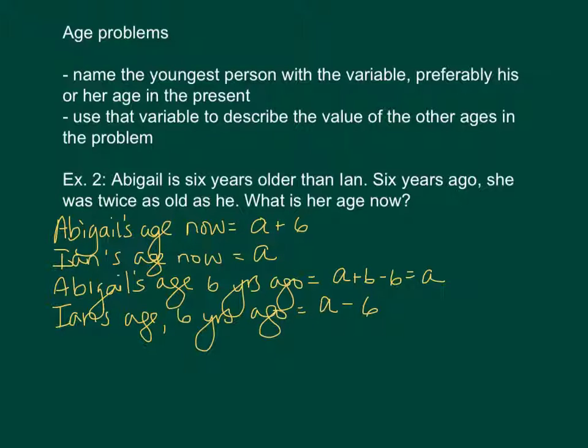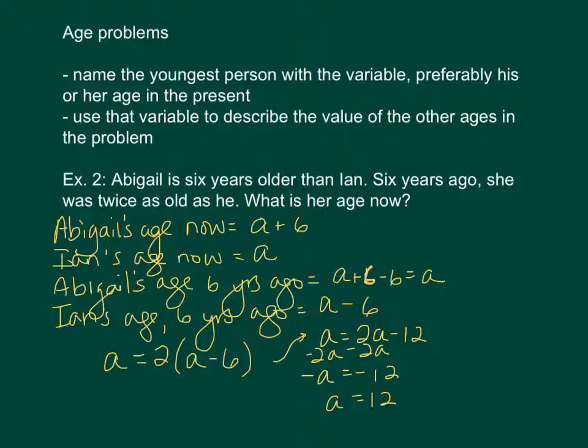So Abigail's age 6 years ago, which is the A plus 6, minus 6, so just A. So Abigail's age 6 years ago was, so that's your equal sign, twice as old as he. What's he? Well, that's Ian's age 6 years ago. So there's your equation for this one. Go ahead and pause it and solve that one and see if you can tell me how old Abigail is.